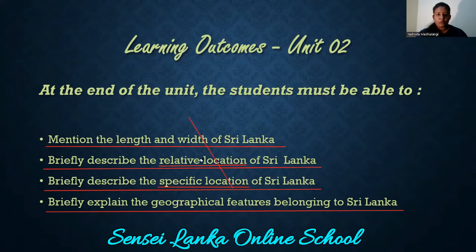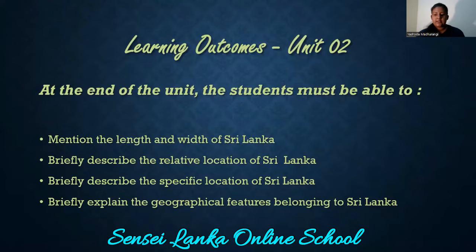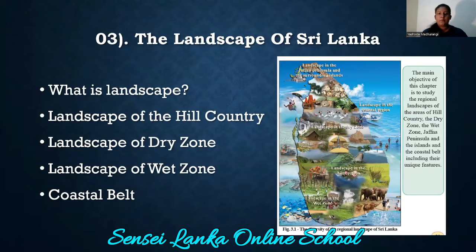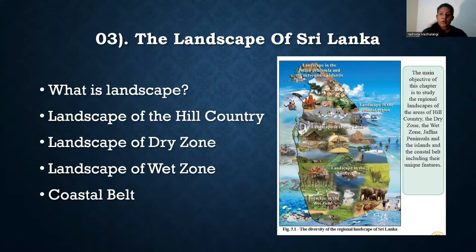So, now we can go to unit number 3. What is the name of unit number 3? The landscape of Sri Lanka. So now you may have a problem. What is the landscape? මොකක්ද මේ landscape කියන්නේ? So Pute, that is the way we see the land. On the land we can see rivers, we can see mountains, we can see waterfalls, we can see houses, buildings, road system, forest areas. All these things are included into landscape.